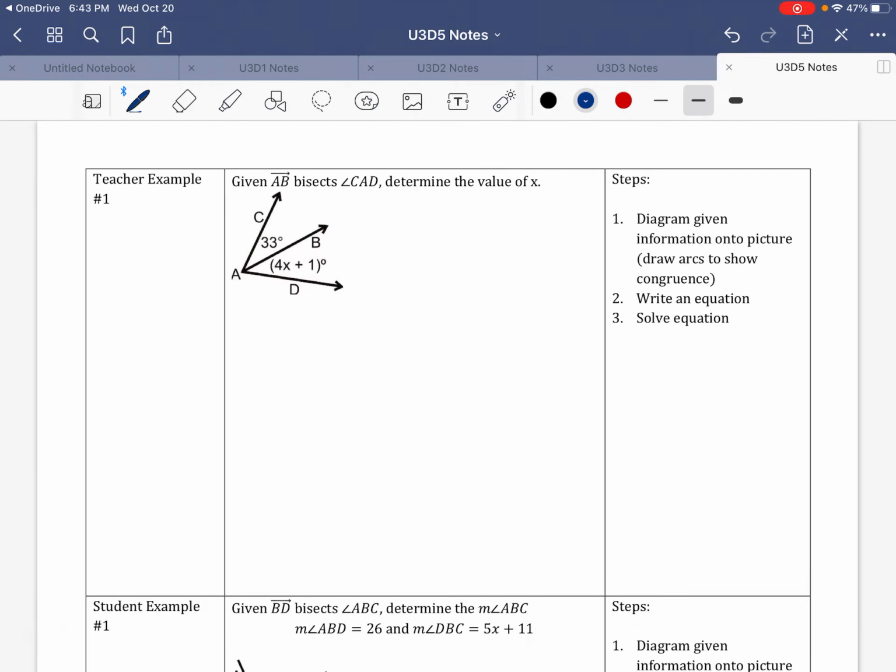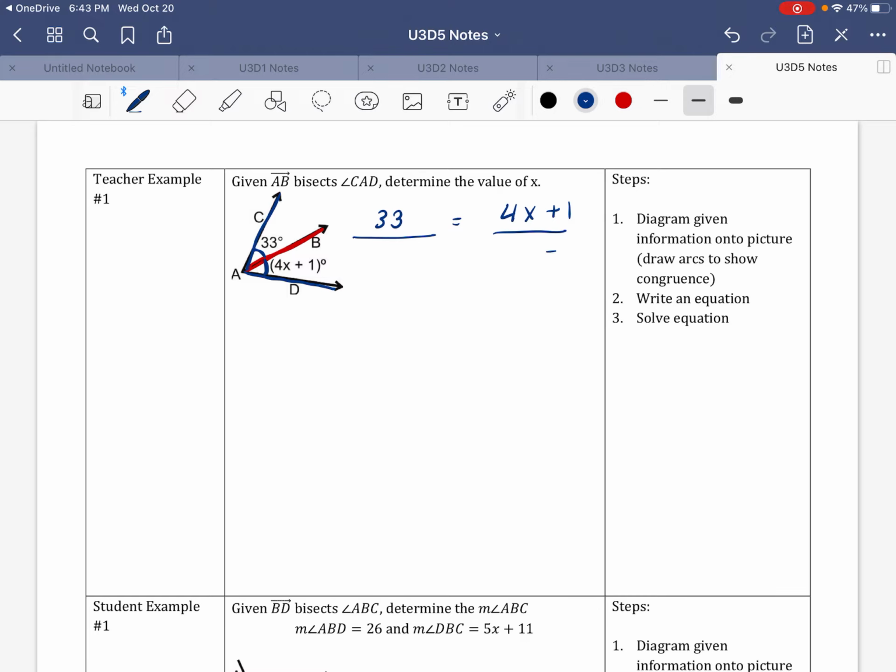So let's take a look at this first teacher example. It says, given ray AB bisects angle CAD, determine the value of x. So here we're given this ray AB that is a bisector of angle CAD. Because it's a bisector, we know that the two angles created are congruent. That means we can use our first equation stem. This equals this. So here we fill in 33 equals 4x plus 1.